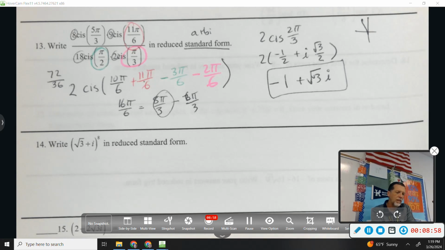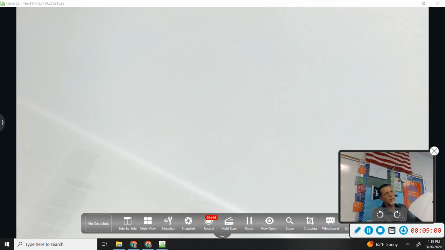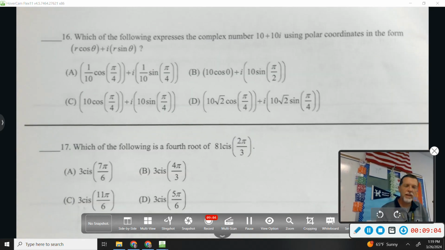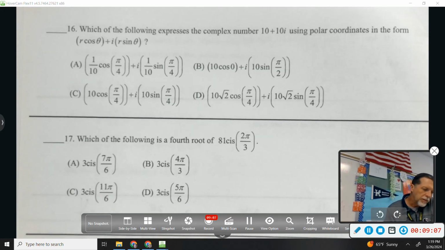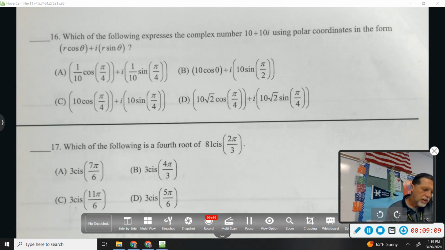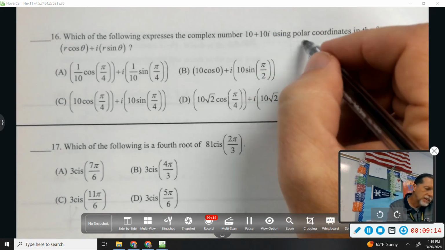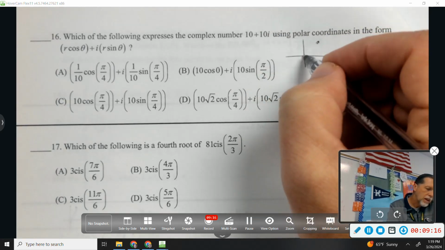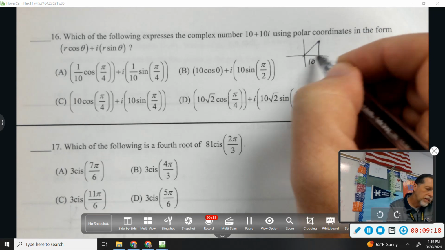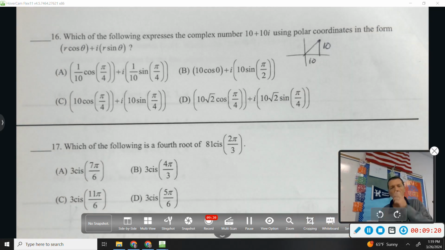Number 16. Please let me leave one in trig form. No, but not bad. Which of the following complex numbers? So just convert, and what would you end up with? 10 plus 10i, that would be 10 right and 10 up.